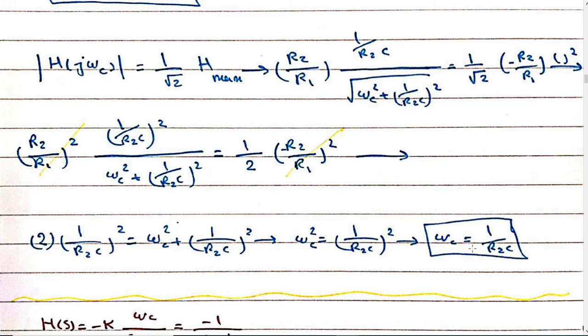From here, omega c squared is equal to 1 over R2C squared. So omega c is plus or minus 1 over R2C. But we just accept 1 over R2C. Why? We are going to consider our filters only from 0 to positive infinity. We don't care about that side of the band. That's why we just accept 1 over R2C.